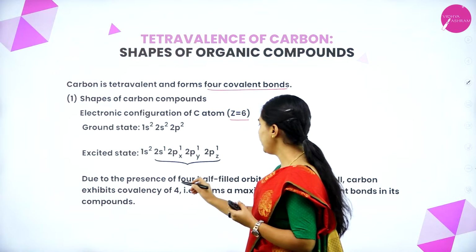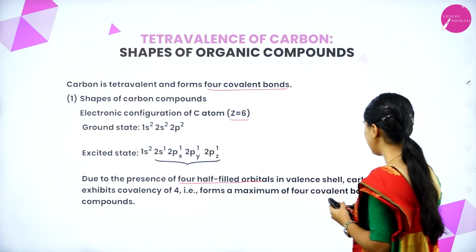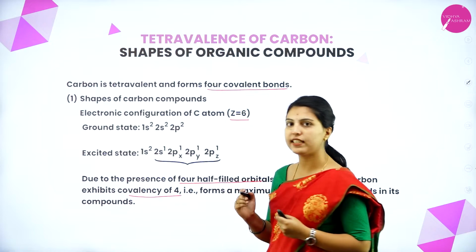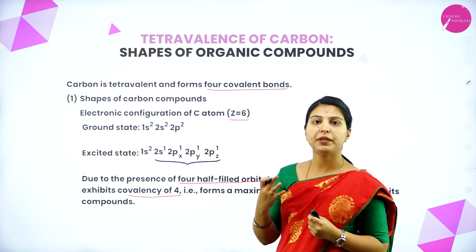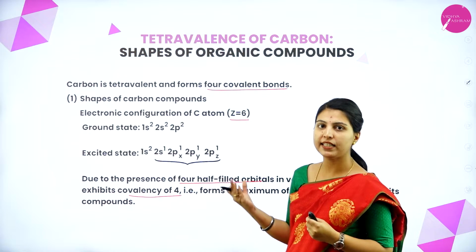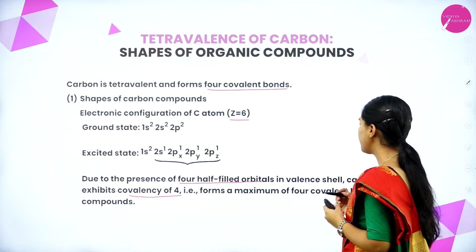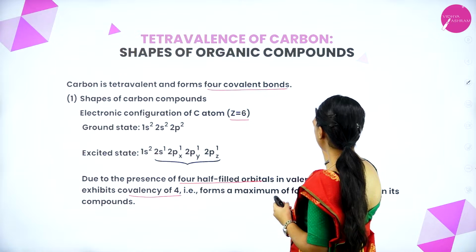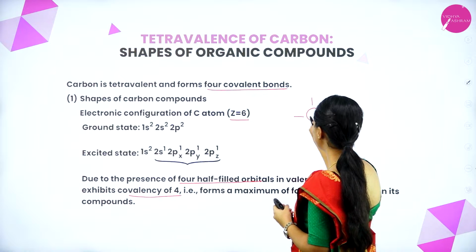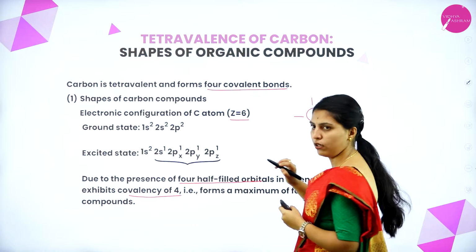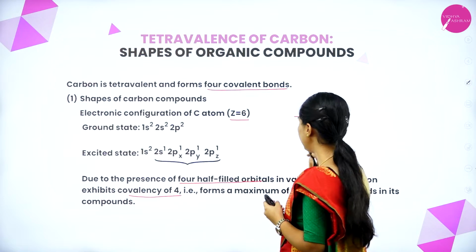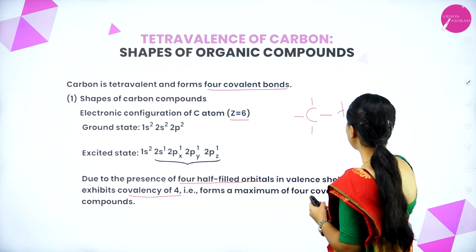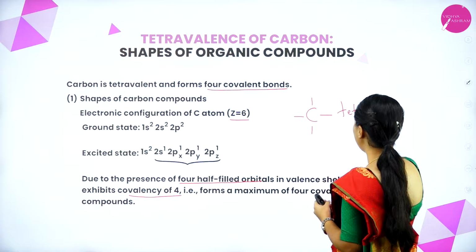Due to the presence of 4 half-filled orbitals in the valence shell, carbon exhibits covalency of 4. Covalency is nothing but the capacity of forming bonds. How much in carbon? That is 4. It forms a maximum of 4 covalent bonds in its compounds. If we take carbon, 1, 2, 3, 4 covalent bonds could be formed with respect to carbon. That's why we'll call it tetravalent.